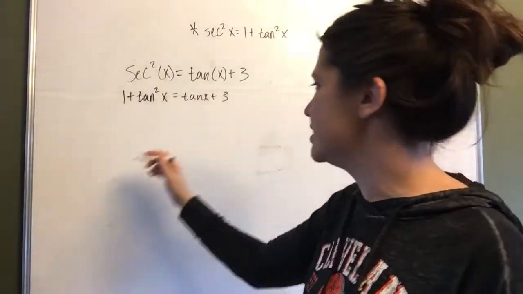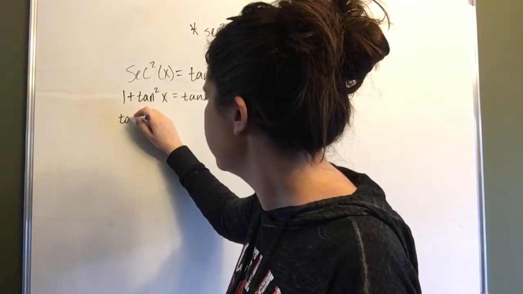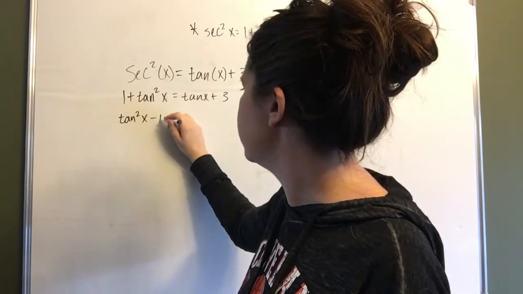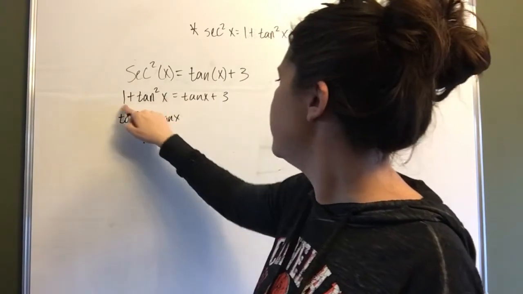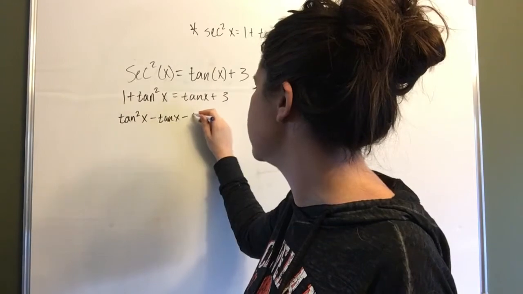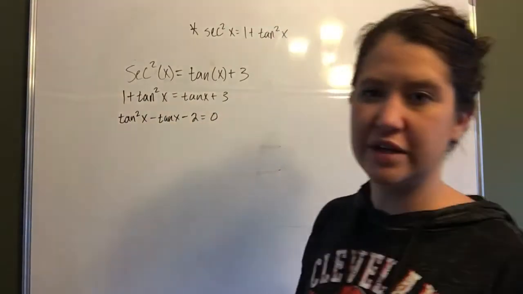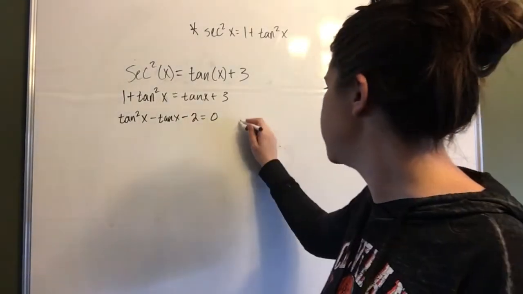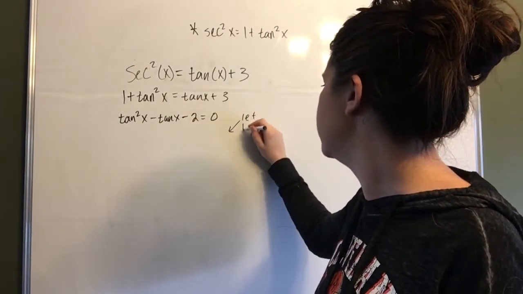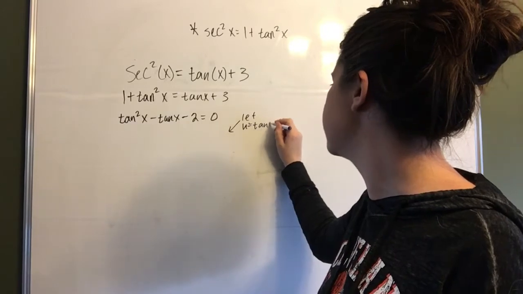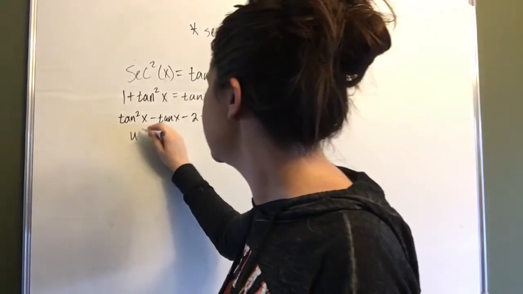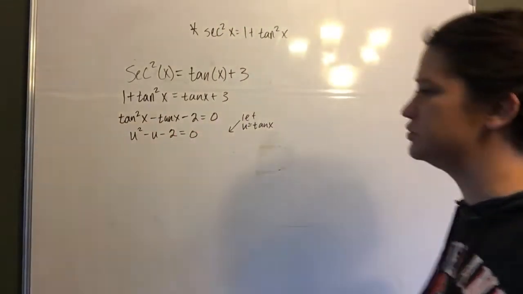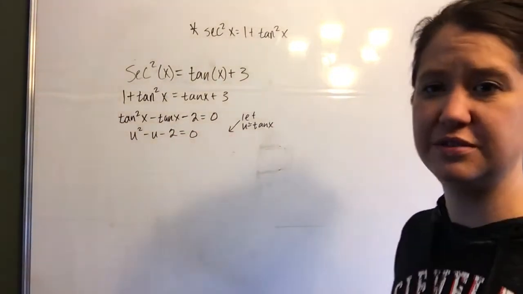We're going to get everything on one side of the equation. So I have tangent squared. I'm going to subtract this tangent over there. We have a 1 here. I want to subtract the 3 from it, so we get minus 2. All right, so that equals 0. Now, we're going to make a substitution. So we're going to let u equal tan x, because that just makes our problem look simpler for the time being. That gives us u squared minus u minus 2 equals 0.